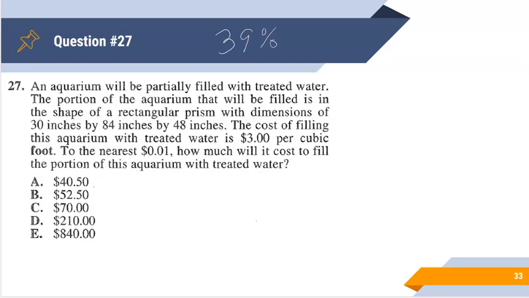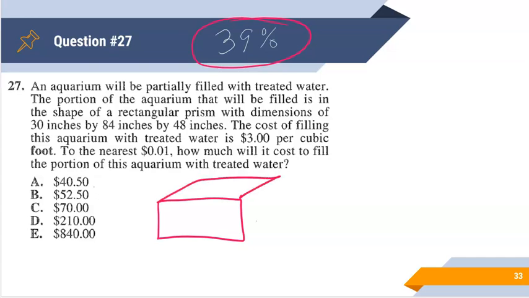Okay, 27 is a bit of a stinker. A lot of people had trouble with it. We've got an aquarium that's a rectangular prism, so I would highly recommend to draw a rectangle. And we got to figure out the volume of this and then do the cost. Now the problem is the cost is given per cubic foot, and everything here is given in terms of inches.